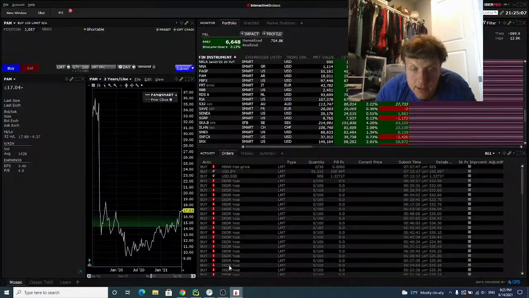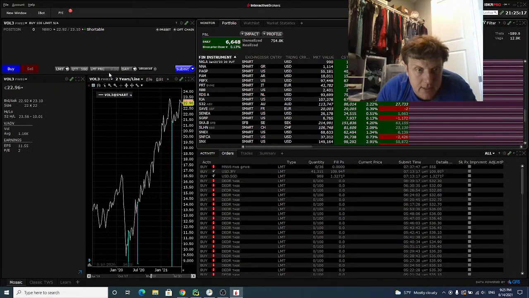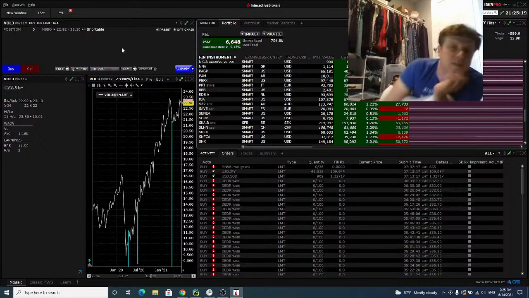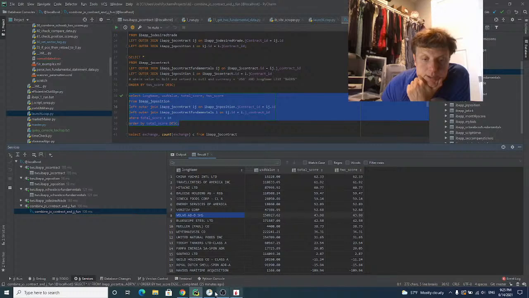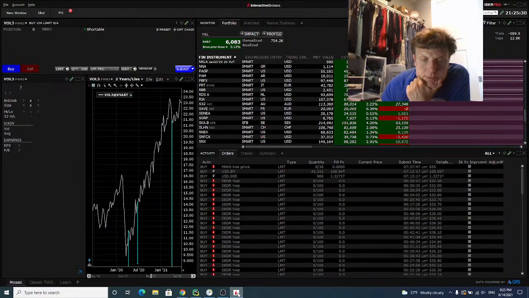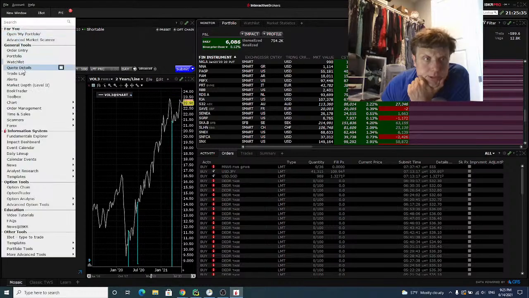Volvo is a company, I believe it's Swedish, right? Do I not have a way to get exposure to Volvo outside of these ADRs? I think not. And Volvo, I like the direction it's going. Let's look at its fundamentals real quick. Volvo fundamentals.